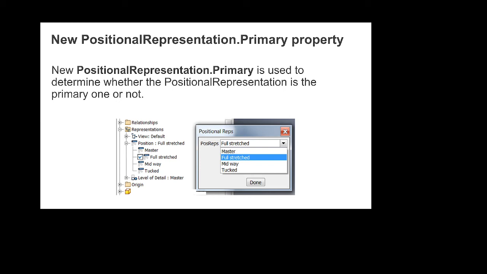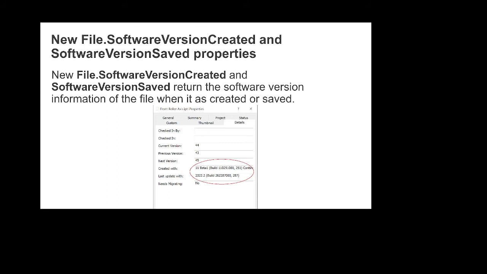A Primary property has been introduced in the PositionalRepresentation object to determine whether a positional representation is the primary one or not. Many developers are very much interested in these two properties because they return the software version information of the file when it was created or saved.